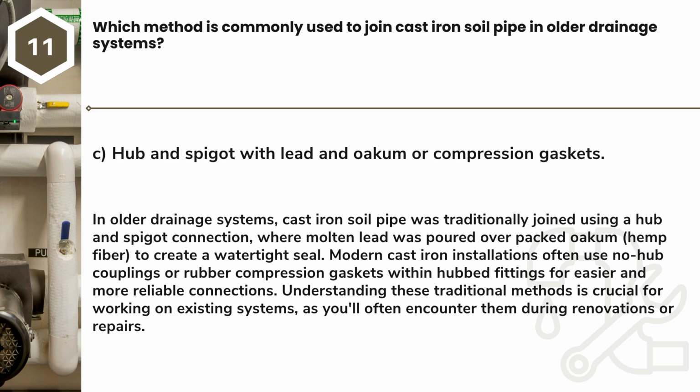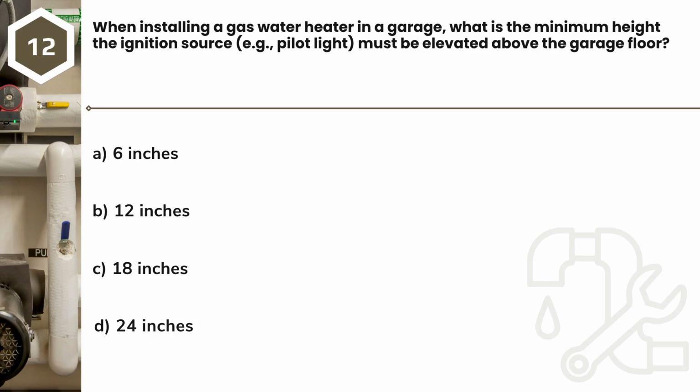Question 12. When installing a gas water heater in a garage, what is the minimum height the ignition source, for example a pilot light, must be elevated above the garage floor? A. 6 inches. B. 12 inches. C. 18 inches. D. 24 inches.